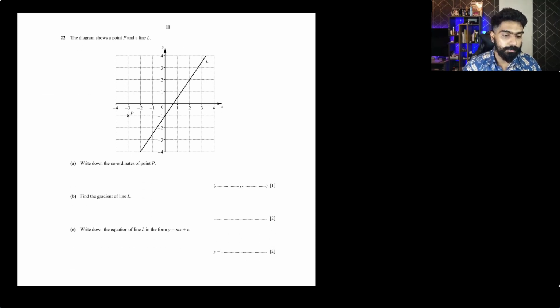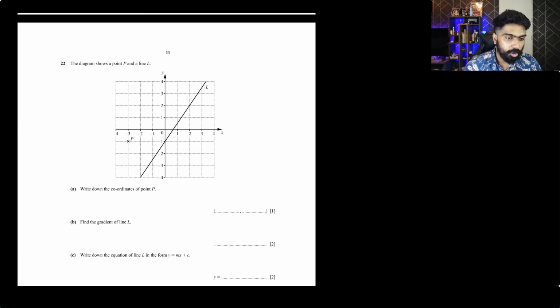All right, here we go. The diagram shows a point P and line L. Write down the coordinates of point P. So point P is right here. We start with the x-axis and then the y-axis, right? The x-axis is at -3 and the y-axis is at -1. So the coordinates will be (-3, -1).